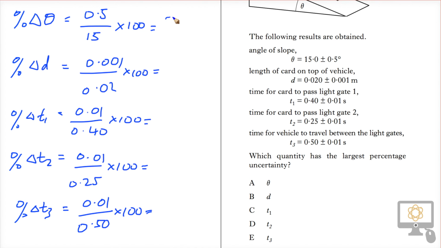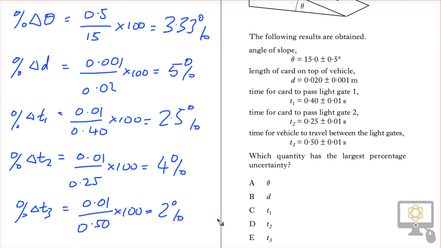So the first one is 3.33% uncertain. The second one is 5% uncertain, so it is bigger than theta. The third one is 2.5% uncertain. T2 is 4% uncertain. And T3 is 2% uncertain. So therefore the biggest one is D. So that would be giving our answer as B.